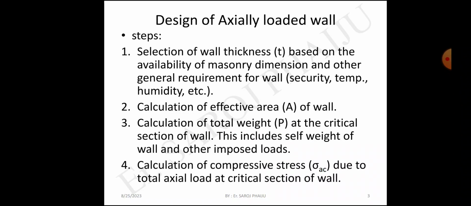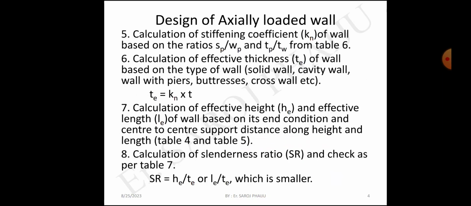Design of axially loaded wall steps. Step number 1, selection of wall thickness T based on the availability of masonry dimension and other general requirement for wall security, temperature, humidity, etc. Step number 2, calculation of effective area A of wall. Step number 3, calculation of total weight P at the critical section of wall. This includes self weight of the wall and other imposed load. Step number 4, calculation of compressive stress sigma C due to total axial load at critical section of wall.